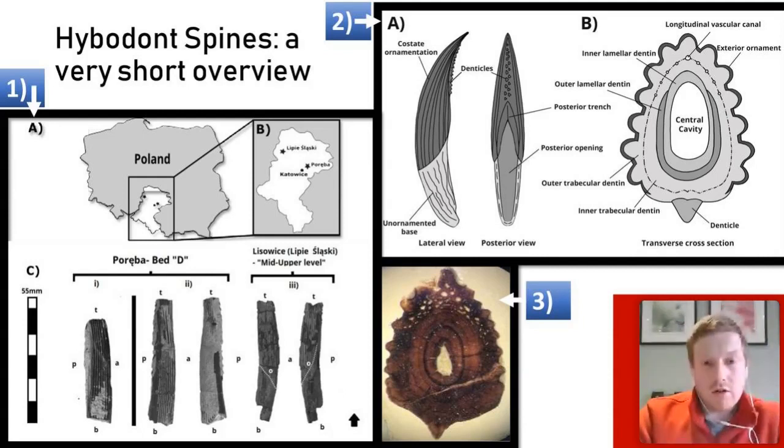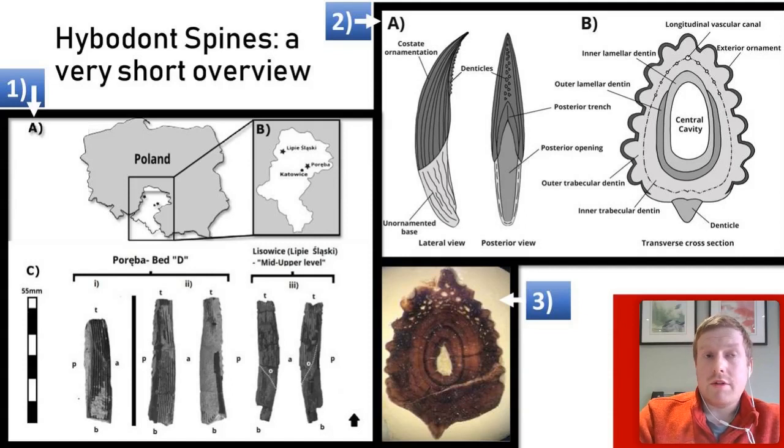Dorsal fin spines are not unique to hybodonts, but they are present in several fish groups, including other elasmobranchs, both extant and extinct. Our spines here are incomplete. They are all missing the tip section, and only one of the spines preserves the unornamented basal section, but they are all well preserved with the material that is present, and they're all identifiable as hybodont spines based on their posterior, which is convex, their costate ornamentation, and the rows of denticles present.